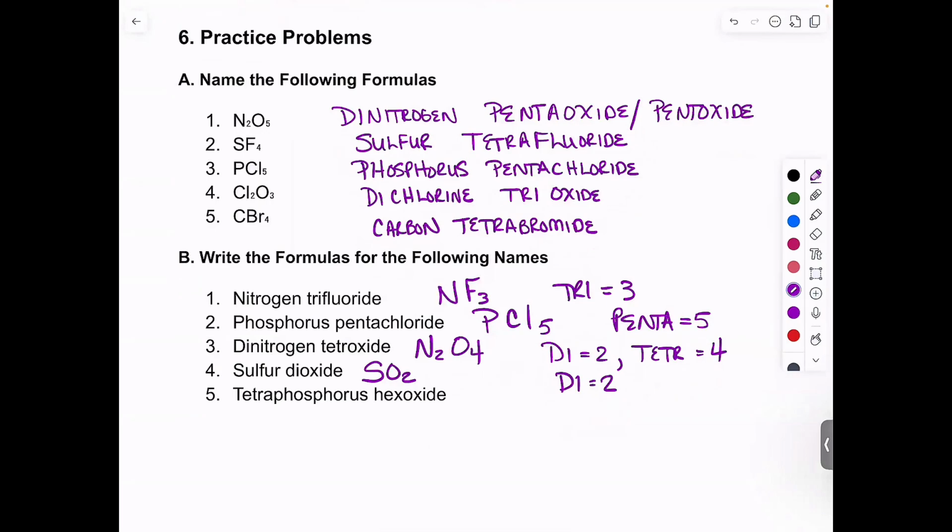So tetra means we have 4 phosphorus atoms, and hexa means we have 6 oxygens. Okay, so tetra is 4, hexa, that's 6. So 4 phosphorus and 6 oxygen there.